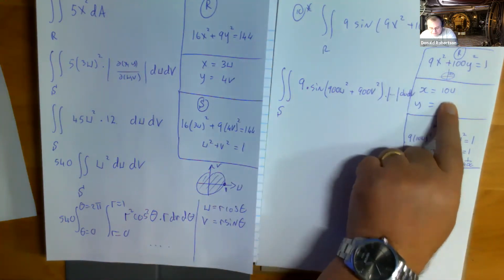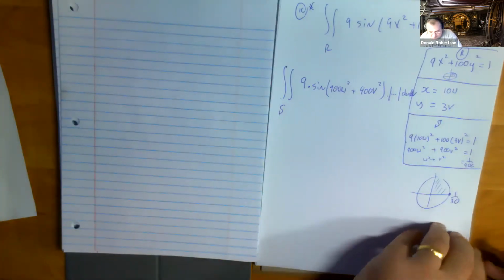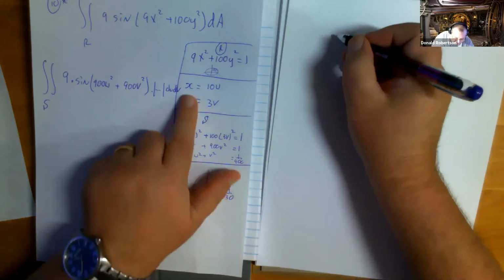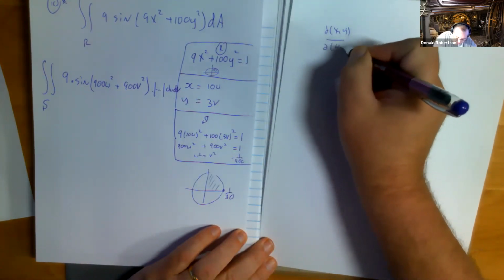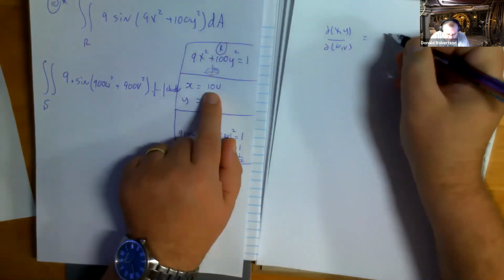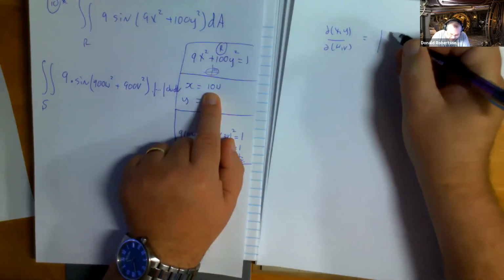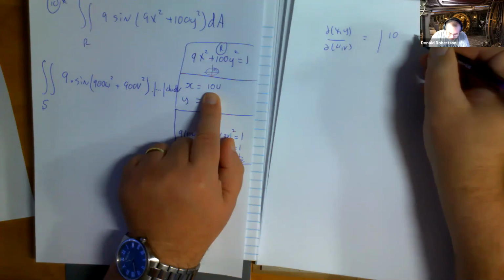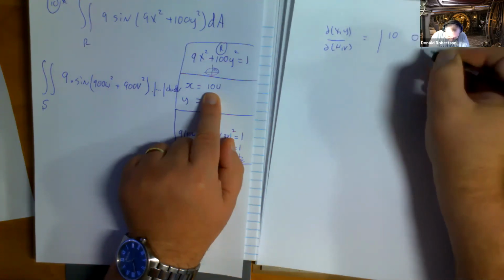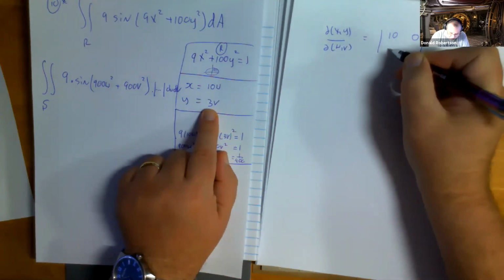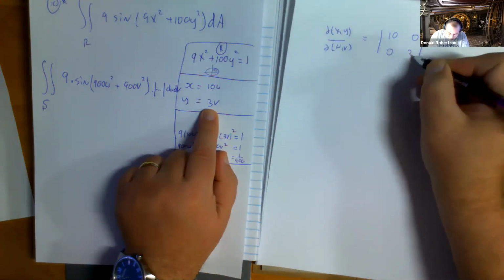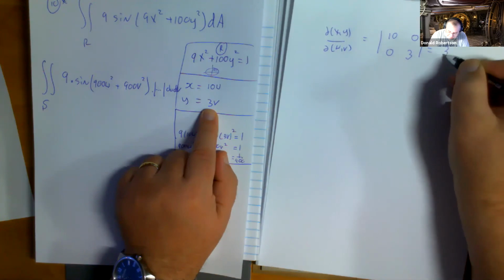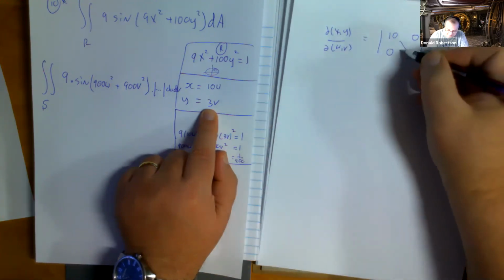And the Jacobian is coming from, take that outside. The Jacobian is going to be from here. And again, it's a good one that I don't need to turn upside down. So differentiate with respect to u, you get 10. Differentiate with respect to v, you get 0. Differentiate with respect to u, you get nothing. Differentiate with respect to v, you get that. And this guy ends up being 30.